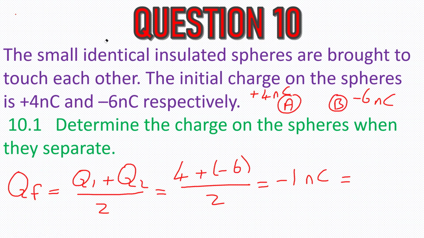So let's just write again: negative 1 times 10 to the power of negative 9 coulombs. Done. All right, this is our new charge when they touch each other. That's it. Okay, let's continue with the next one.